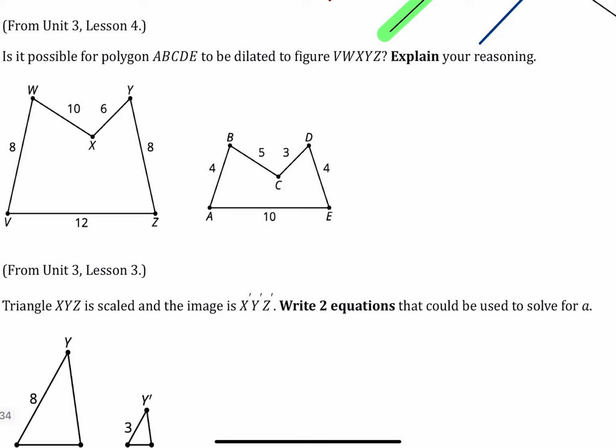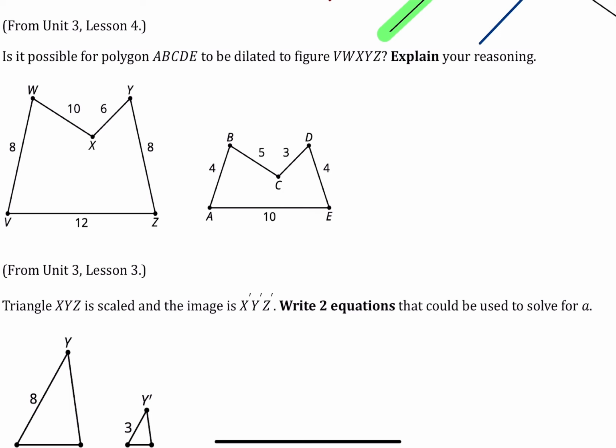Now question 5. Is it possible for polygon ABCDE to be dilated to figure VWXYZ, and explain your reasoning? So, while all of the angles kind of look the same, we need to make sure we're using the same scale factor all the way around. Because a dilation would apply that scale factor to every single side.